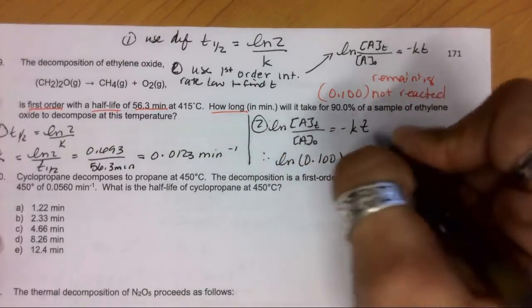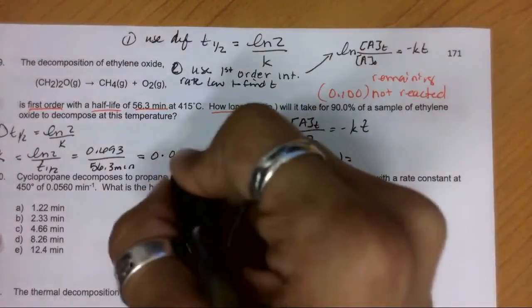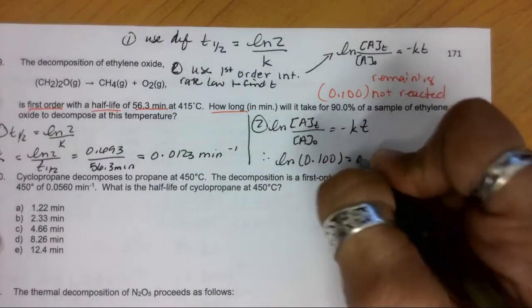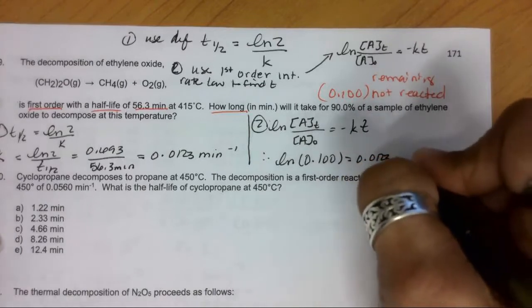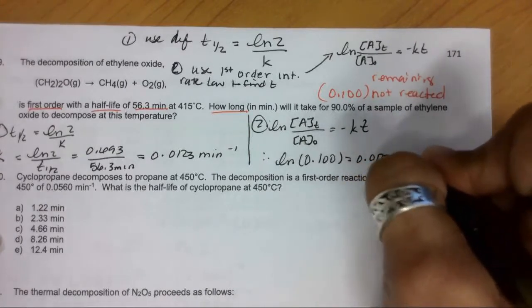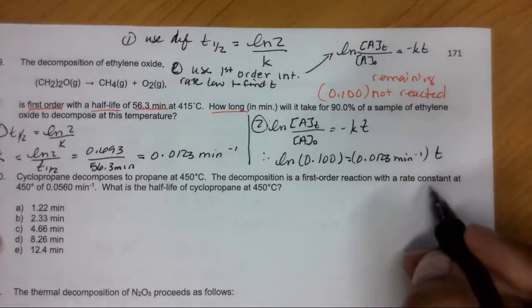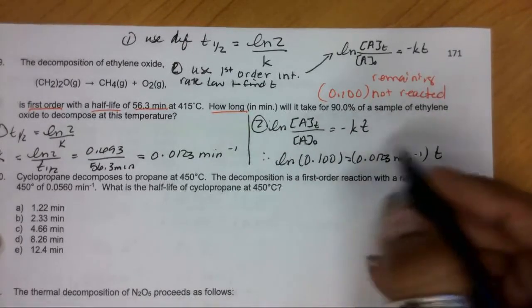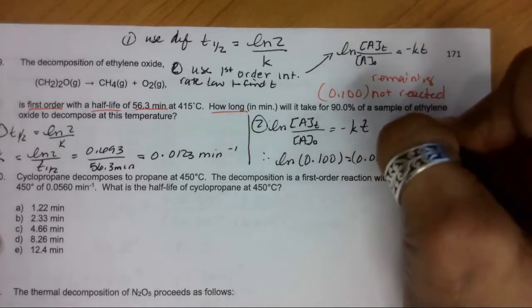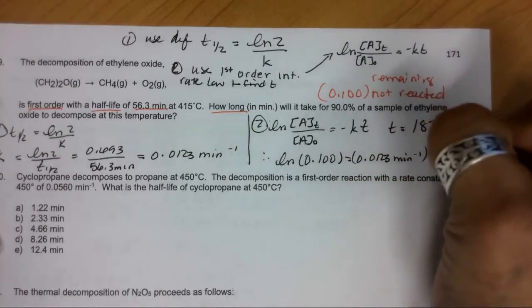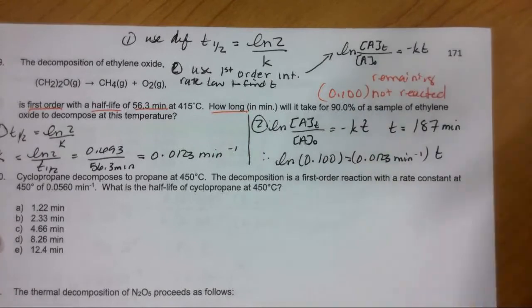0.100 is equal to, we were given k, or we weren't given k, we solved for k, and we said it's 0.0123, right, inverse minutes, okay, times t. Okay, that's easy enough to solve for, right? And so t, we solve for t, we're going to get 187 minutes. All right, that's our answer.